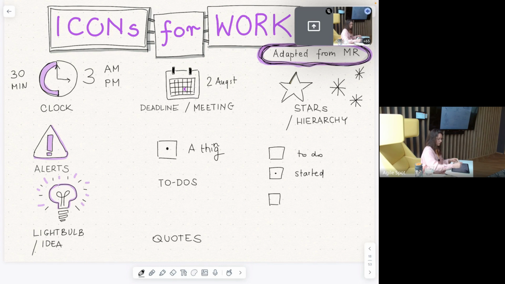So if it was started and I have this dot, it can change magically to, well, it's done. So I can add a tick covering that dot that was initially there. It can also not be finished because maybe it's not used anymore, or I had a better idea. So then it can get cancelled.